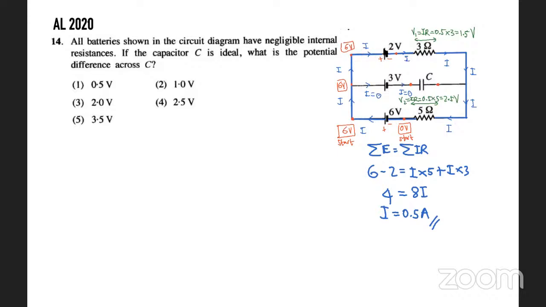This is a 2 volt battery. So, what's the potential here? Hurry up, anyone? Come on. 6, 2 volt battery. What is it here? It's going to be 4 volt.